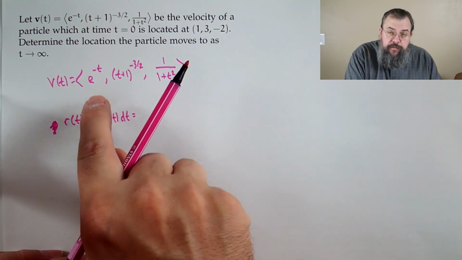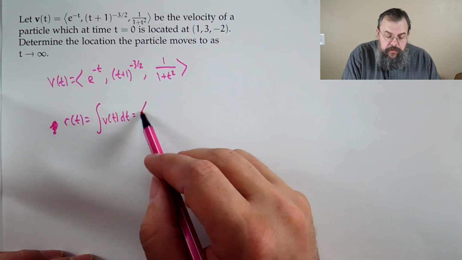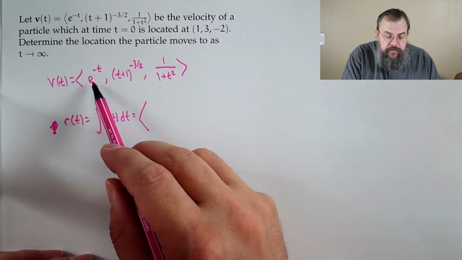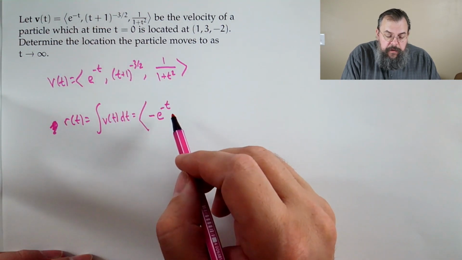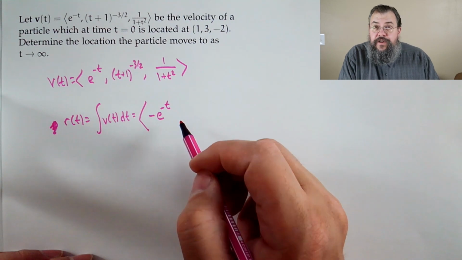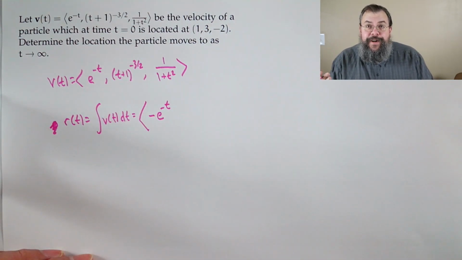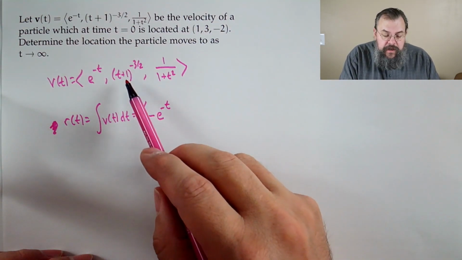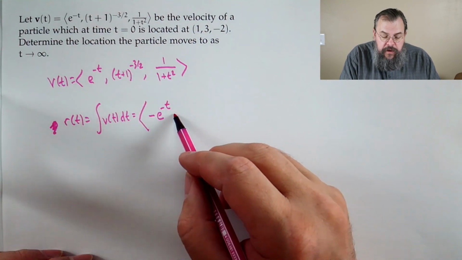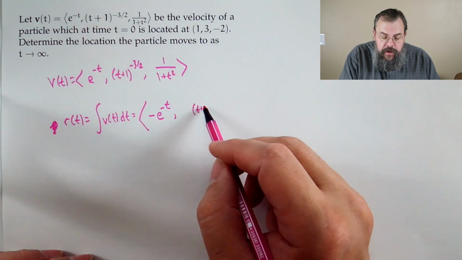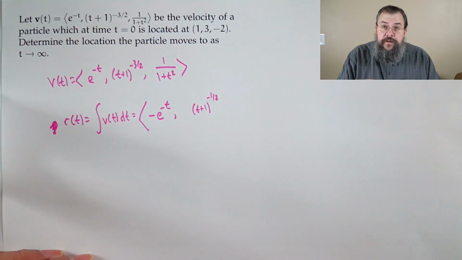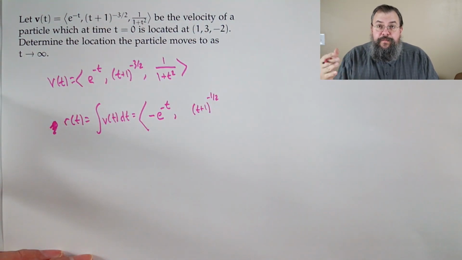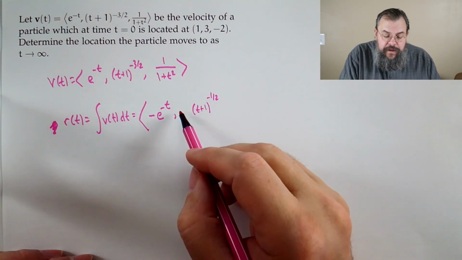So we integrate term by term. Let's do it. The integral of e to the minus t is minus e to the minus t. And I'm going to put my constants at the end, just to show you a different way to mark your constants. Here, the integral of (t plus 1) to the minus 3 halves would be (t plus 1) to the minus 1 half.